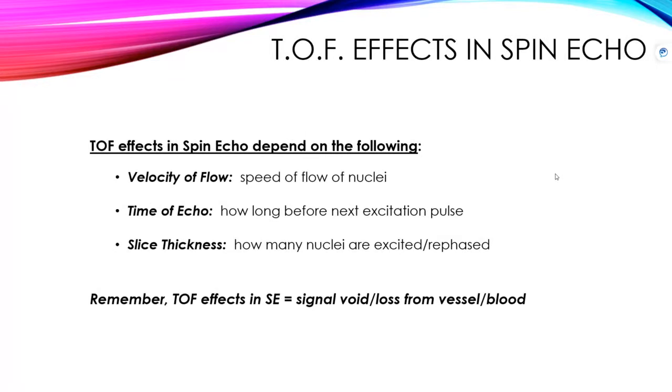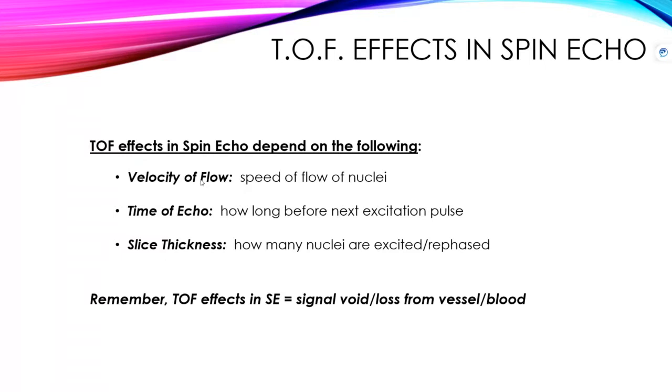The effects of time of flight and spin echo are going to depend on these three main factors. And these three factors are, if you kind of think about them in a bigger picture, you'll understand them better. But we're going to break them down first. The first one is velocity of flow. How fast are the nuclei moving? Naturally, if a nucleus is moving too fast, it's not going to be in the slice for both excitation and rephasing. If it's moving slow enough, we can actually catch it both times.